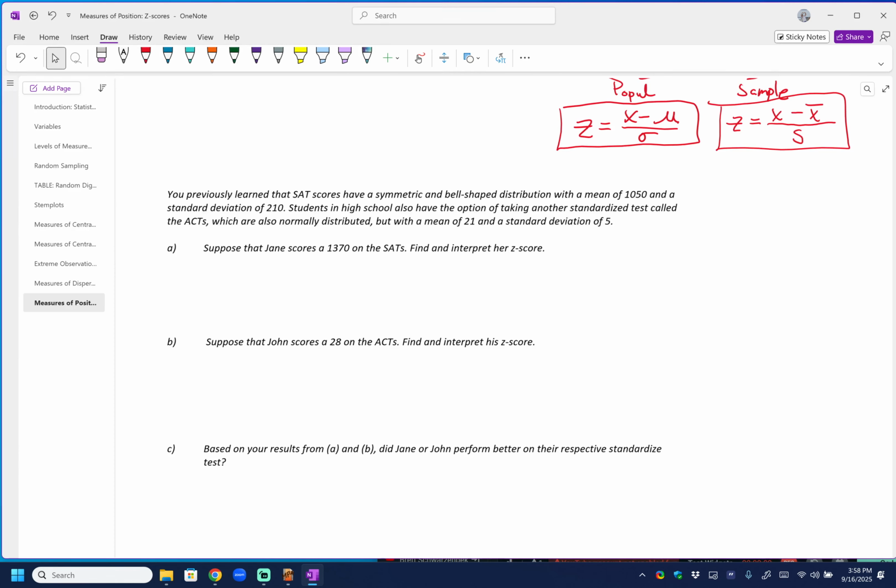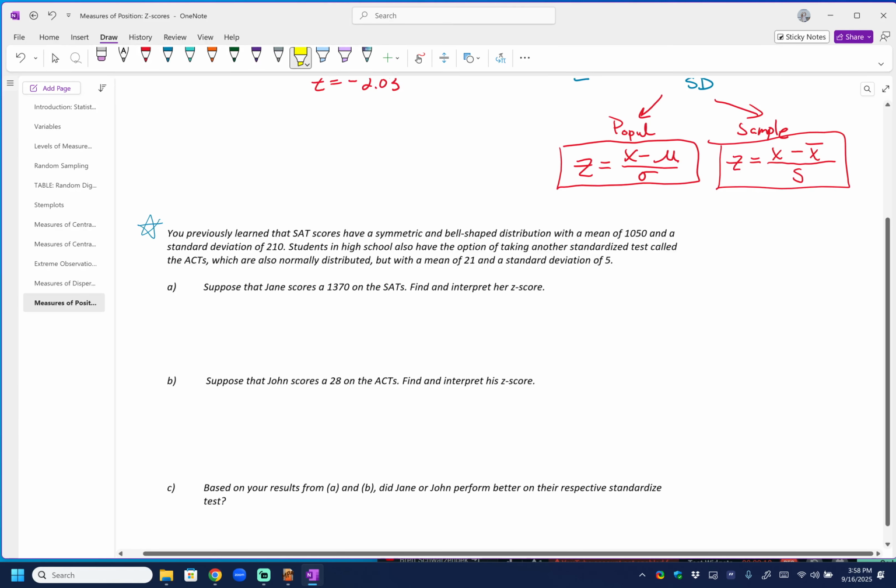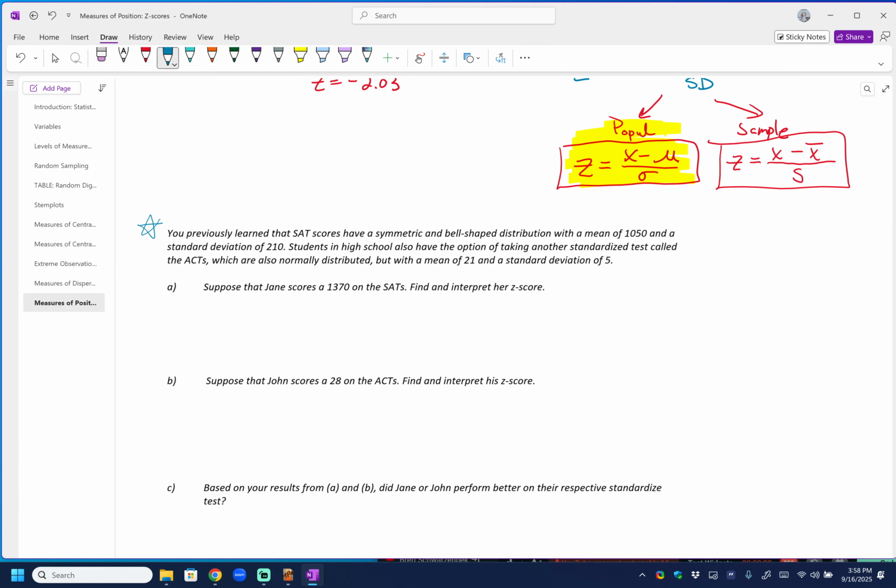Okay, so just note that these distributions that are listed in here are from the population of people that take the SATs and the ACTs. Therefore, we are using the highlighted formula over there in order to do this particular problem. So we just need to find Jane's z-score. That's what we're going to do.